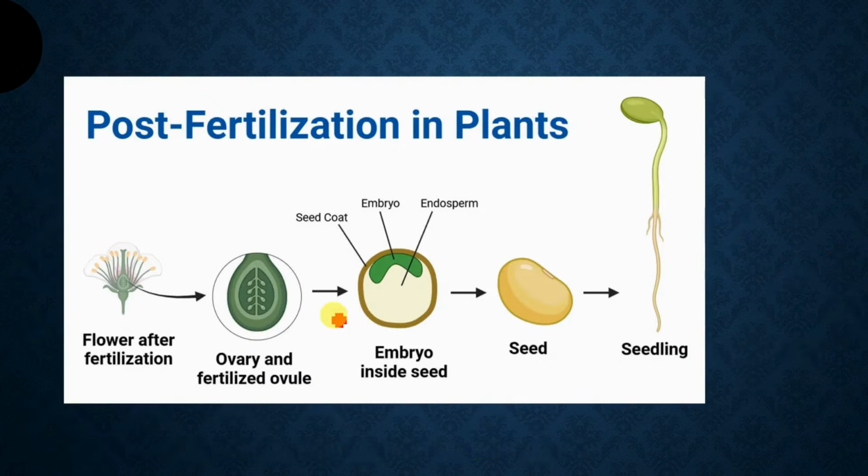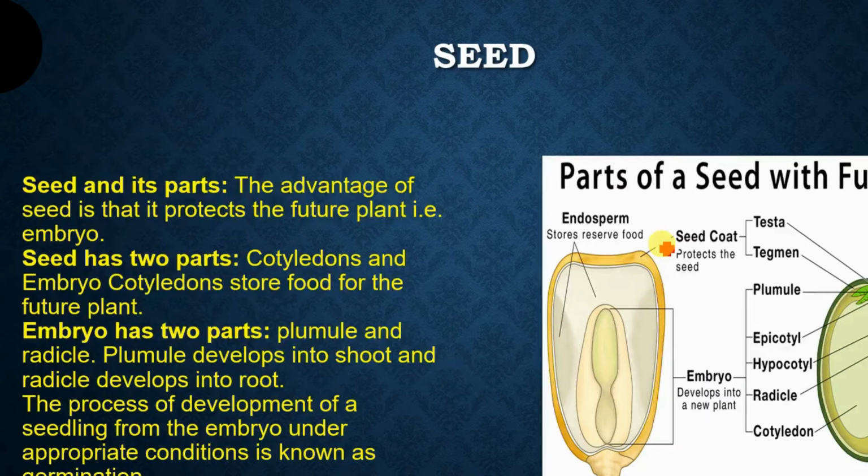So this is what happens. All the parts of the flower will fall off, and only the ovary and the ovule remain. One will convert into the seed, and one will convert into the fruit. Inside the seed, we have the seed coat, the outer covering, and we have the endosperm, which we have already learned is formed from the polar nuclei. So this will ultimately form the seed. From the seed, after germination, the seedling will occur, and it will give rise to a new plant.